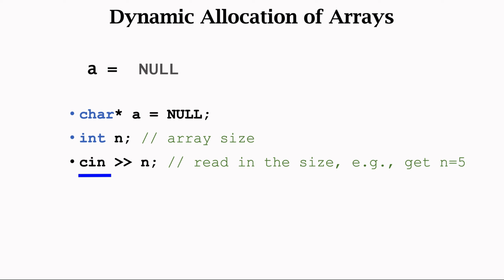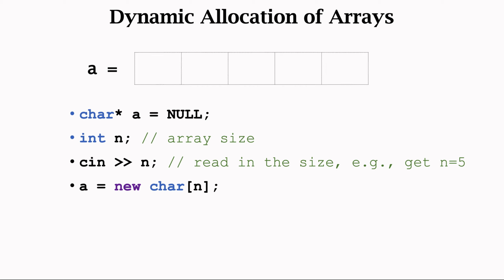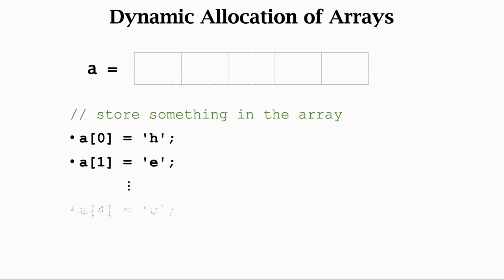When compiling the code, the program does not know n. Only when the code is executed and interacted with the user, the program knows n. This line of code asks for a memory block of size n. The address of the front of the memory block is assigned to the variable A. In this way, we get an empty array of size n. Then we can store something in the array. Here, I store the characters HELLO in the array.